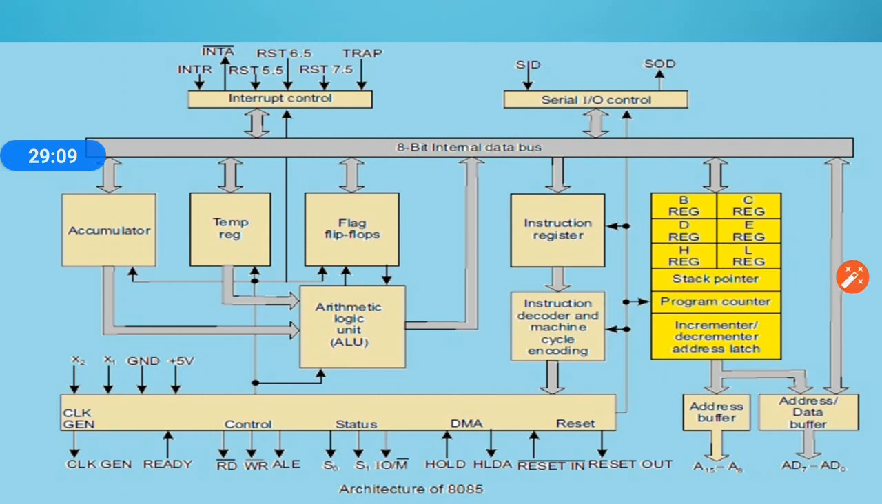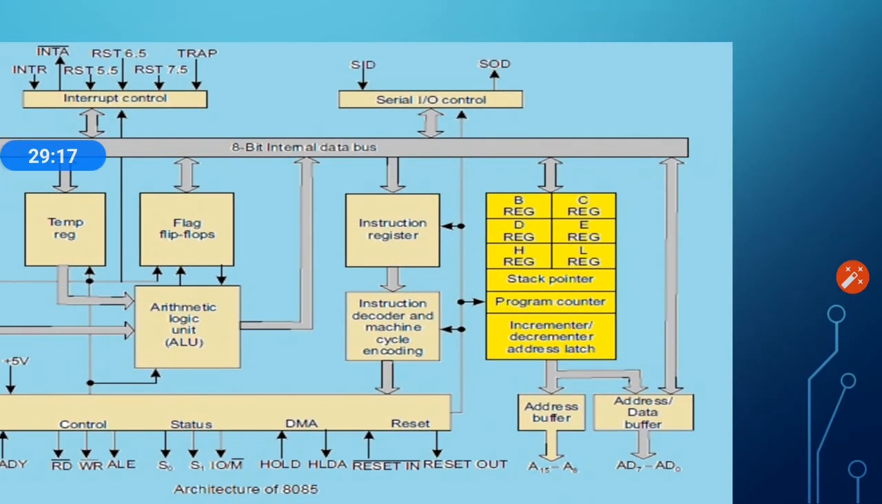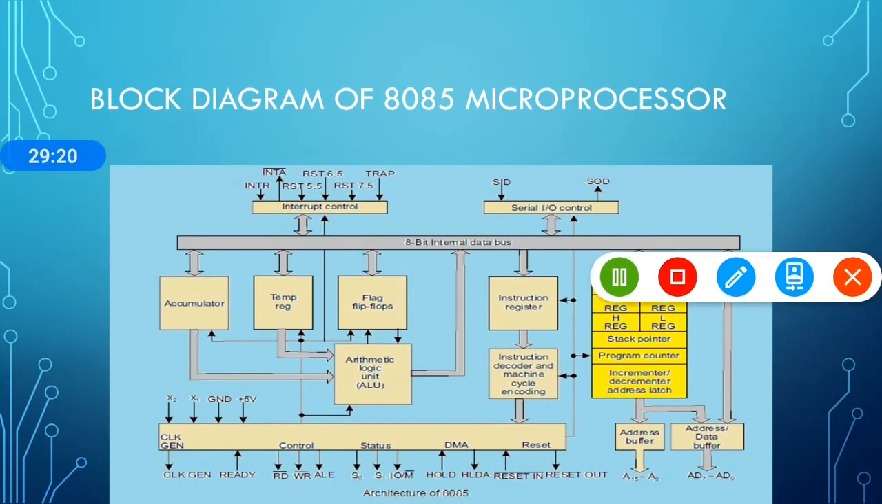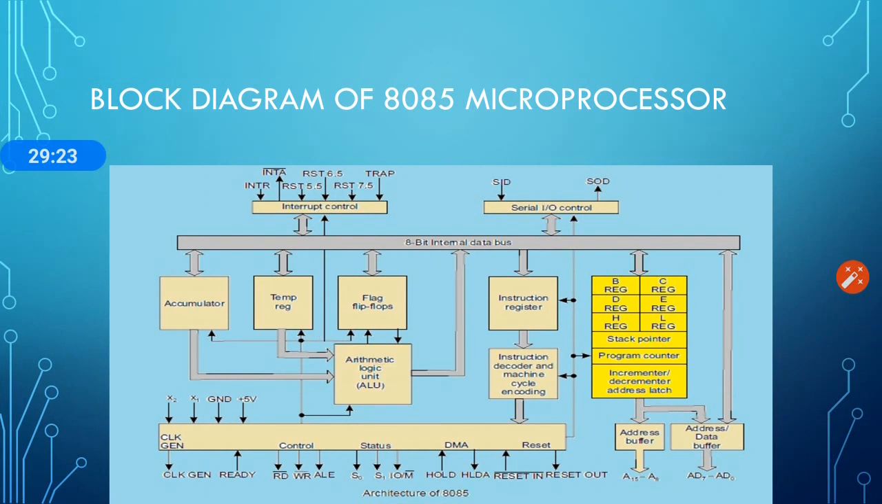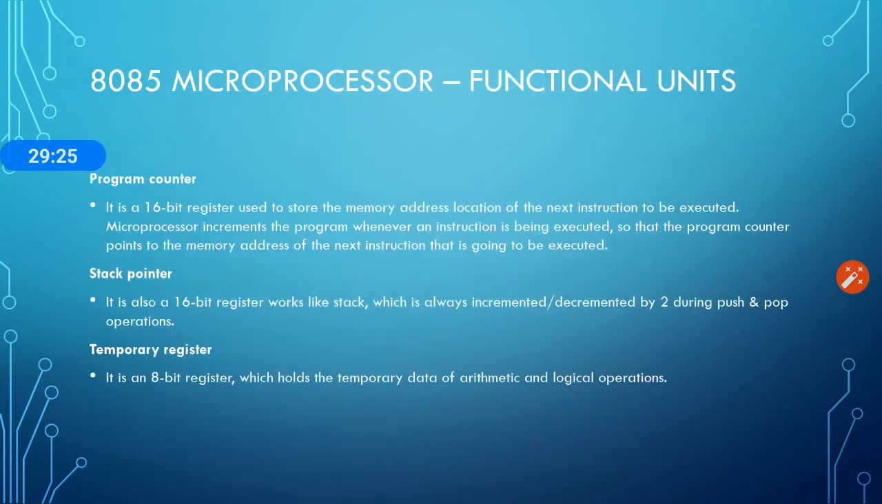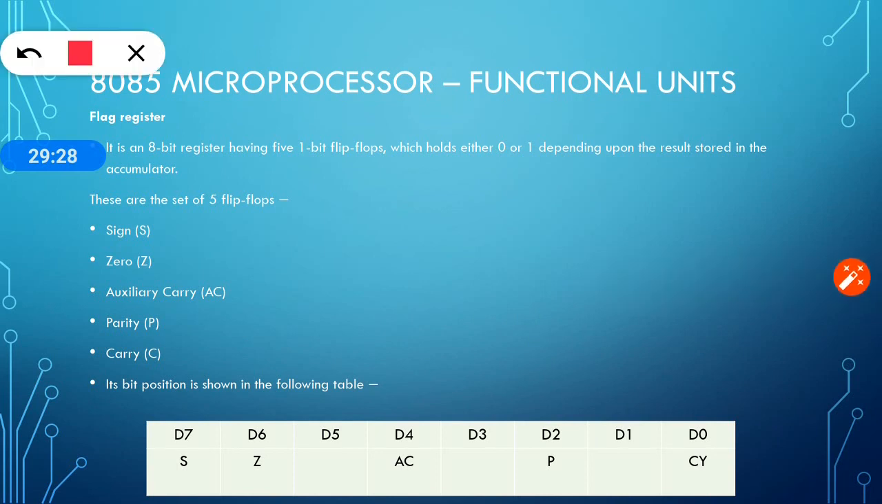Now the thing remaining here is the flag register, right? As the name indicates, here you can see this is your flag register. There is one slide here. This block has 8 bits. Actually, all the blocks are 8-bit wide except the program counter, stack pointer, and incrementer decrementer latch. So remember that this is your flag, and it is 8-bit wide.